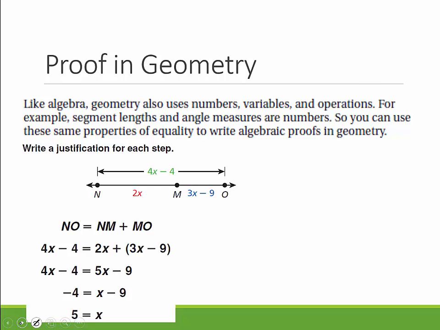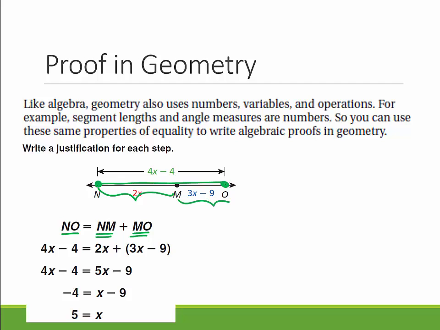So proof in geometry. So like algebra, geometry also uses numbers, variables, and operations. For example, segment lengths and angle measures are numbers. So you can use these properties to write algebraic proofs with geometry stuff. So think back to chapter 1. We learned the segment addition principle, which said the distance from N all the way to O is broken up into NM and MO. So we can make an equation for this.